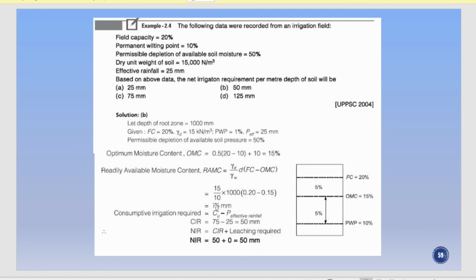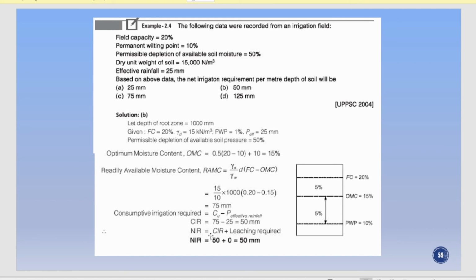So this 75 mm is the depth of water that should be stored. This is the level of water from fc to OMC, right, which we already know. Now there is some amount of water filled between fc and OMC by our effective rainfall. There is an effective rainfall of 25 mm. It means the irrigation application will be only 50 mm, because the storage capacity was 75 and 25 is filled with rainfall. So the left out water should be 50 mm. So 50 mm is the extra amount of water that we need to apply here.